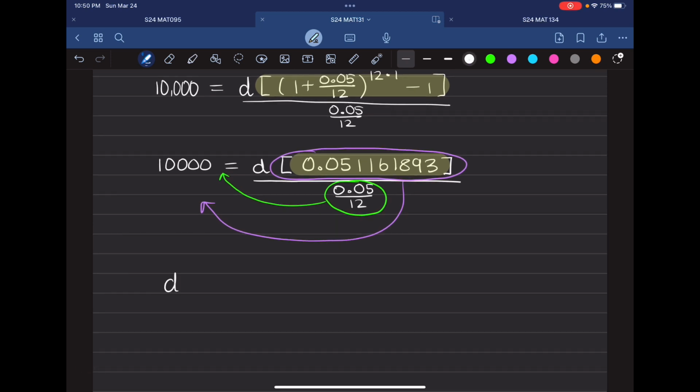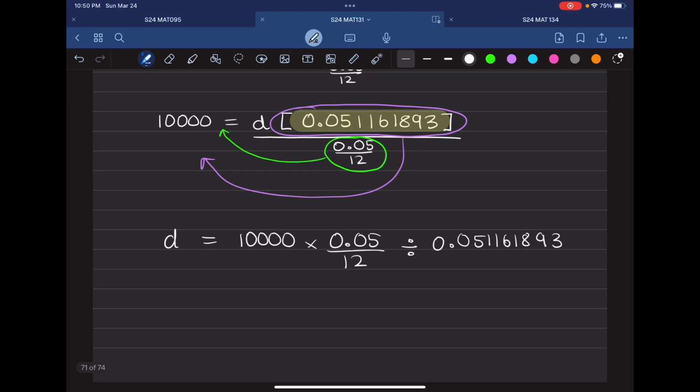So we get that D is going to be equal to this $10,000 times 0.05 divided by 12 divided by this decimal, 0.05116189.3. And so this you can type into your calculator, and you should end up getting $814.41. So basically, if we want to save up this $10,000 over the next 12 months, we should put aside $814.41 each month. It's how much we should be putting into the account.